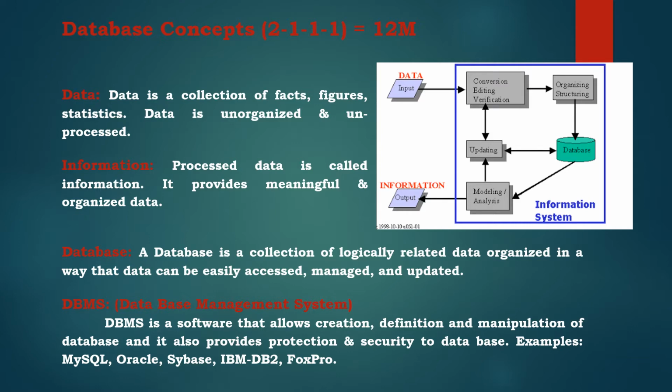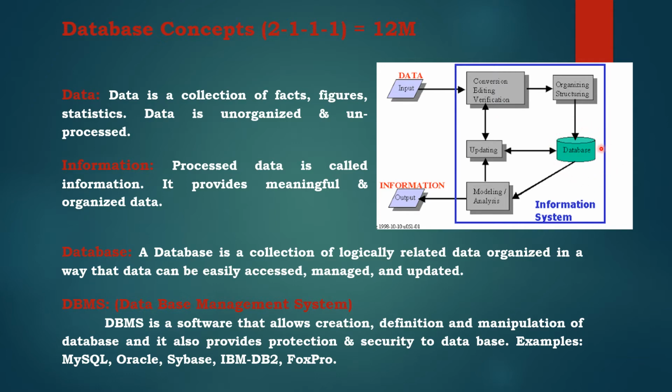Data. Data is a raw collection of facts. It's a collection of raw facts, figures, statistics. It is unorganized and unprocessed. See here, the data we have collected from the several sectors, we are entering as an input. Once we edit that data, conversion and verification are done in the editing stage. That data is being organized and stored in the database.